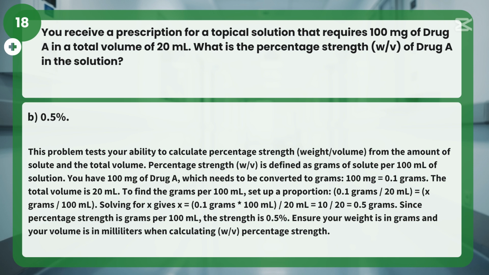To find the grams per 100 milliliters, set up a proportion. 0.1 grams/20 milliliters equals x grams/100 milliliters. Solving for x gives x equals 0.1 grams * 100 milliliters / 20 milliliters equals 10/20 is equal to 0.5 grams. Since percentage strength is grams per 100 milliliters, the strength is 0.5%. Ensure your weight is in grams and your volume is in milliliters when calculating w/v percentage strength.